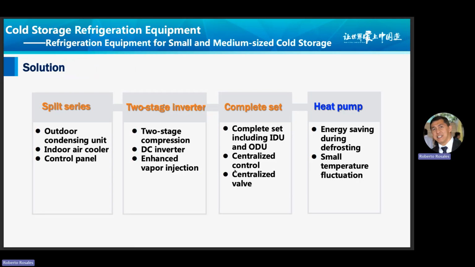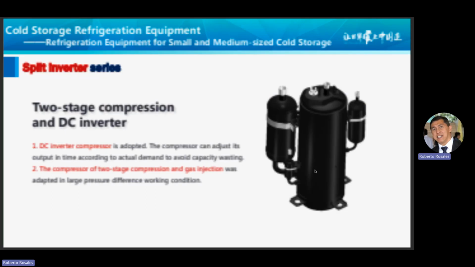the solution being offered by GREE is the split series: an outdoor condensing unit, indoor air cooler, and a control panel. It uses a two-stage inverter, which is a two-stage compression system, a DC inverter unit, and an enhanced vapor injection system. It's a complete set, including indoor unit and outdoor unit, centralized control, and centralized valve. It also uses heat pump technology for energy saving during defrosting and small temperature fluctuation.